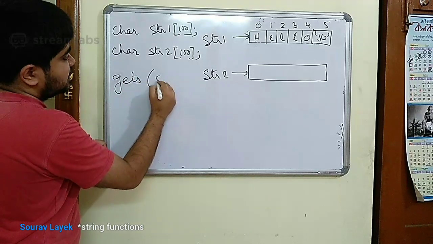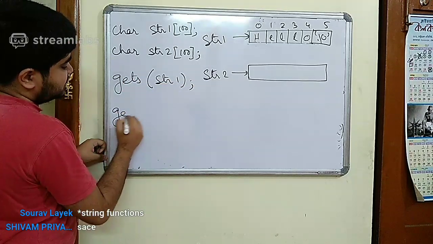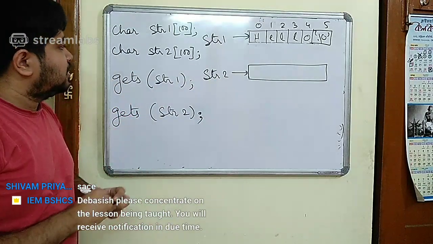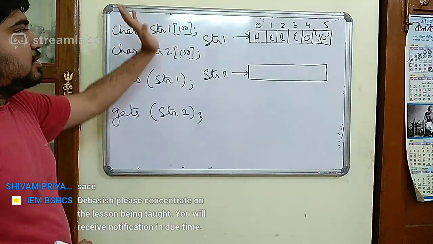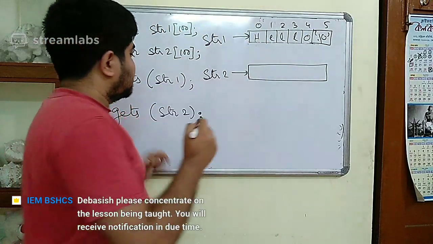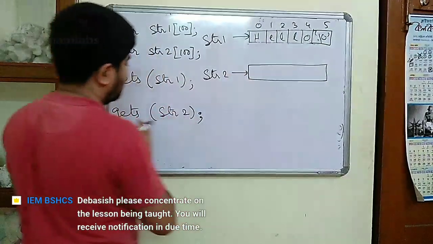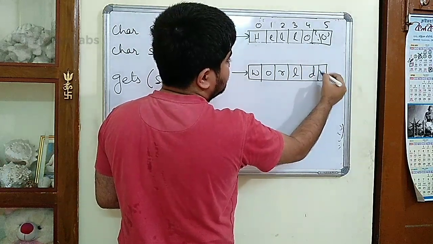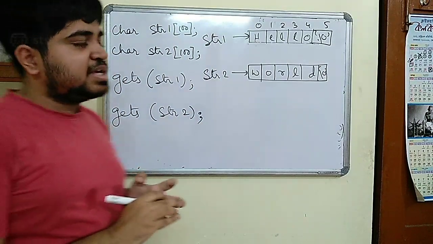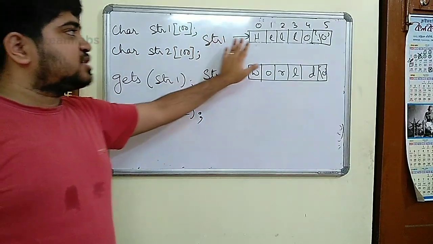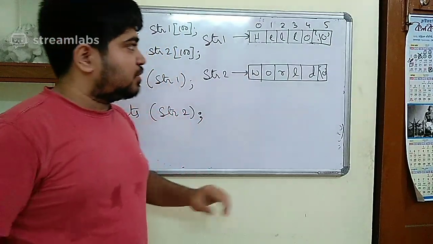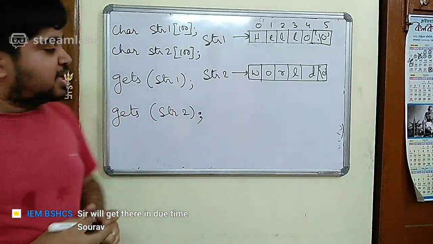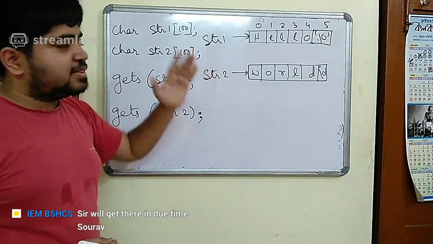gets(str1), gets(str2). So this is done. Just look at it. Char str1, we have taken this. Char str2, we have taken another. And we are taking gets(str1), which is hello, and gets(str2), say suppose within this I specify world, followed by a \0. Obviously, every string will be followed by a \0. It is automatically done, you don't need to think about it. The end of string marker is always there, because it indicates the end of the string. Now gets(str1), gets(str2), we have taken the content.